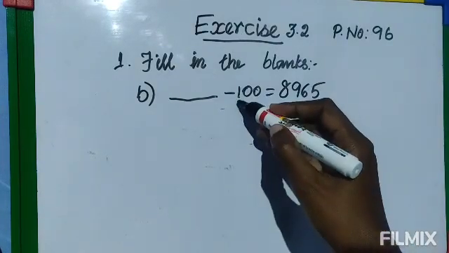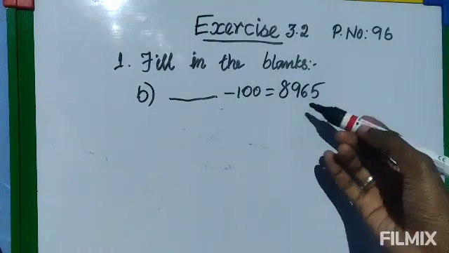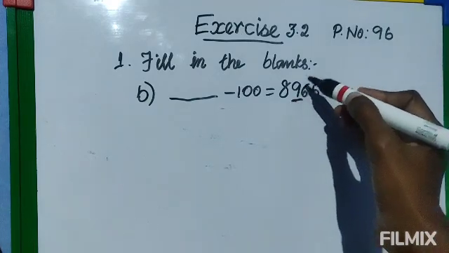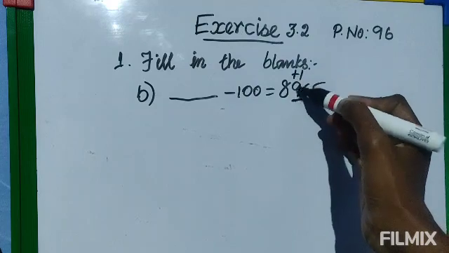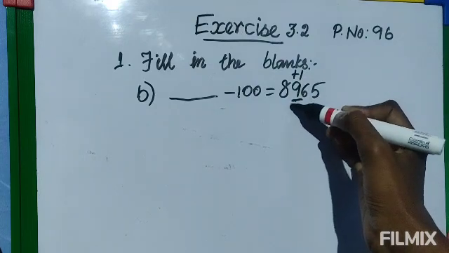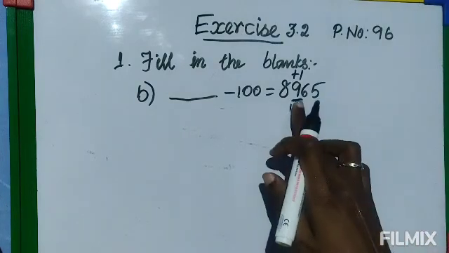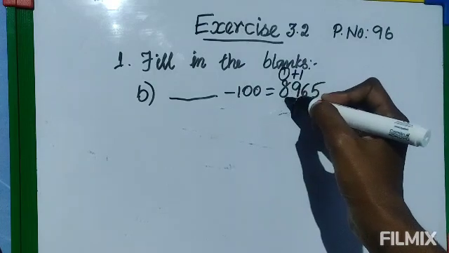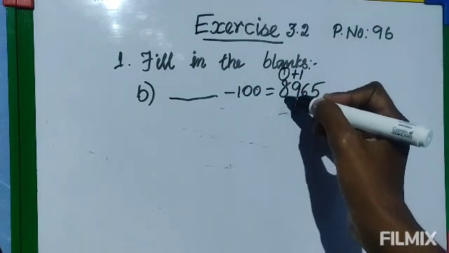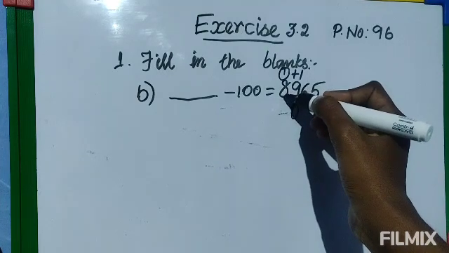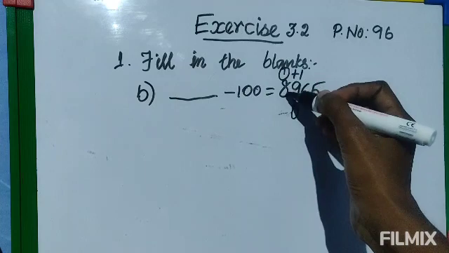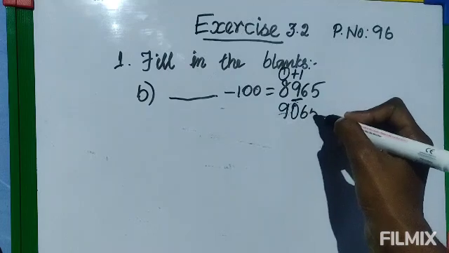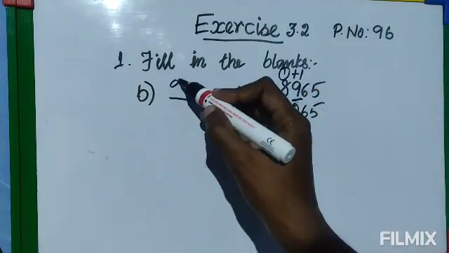So for 100, you have to add 1 to the hundreds place. Here the number in the hundreds place is 9. With 9, if you add 1, 9 plus 1 you will get 10. You cannot write a 2-digit number here, so only 0 you will write here, and the 1 you will carry to the next digit on the left side. The left side digit is in the thousands place, so we have carried 1: 8 plus 1 is 9. The right side digits will remain the same, so the answer is 9065.